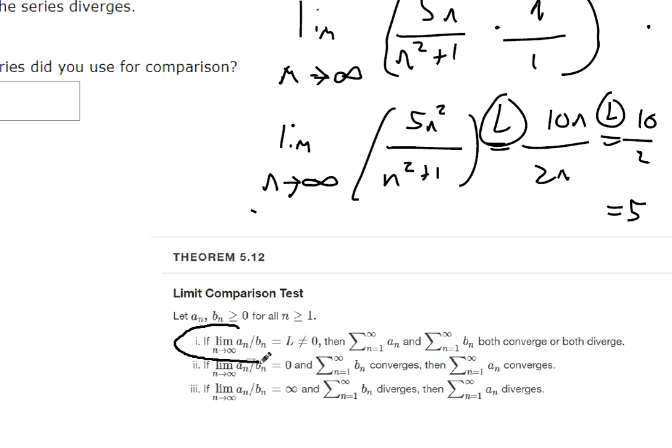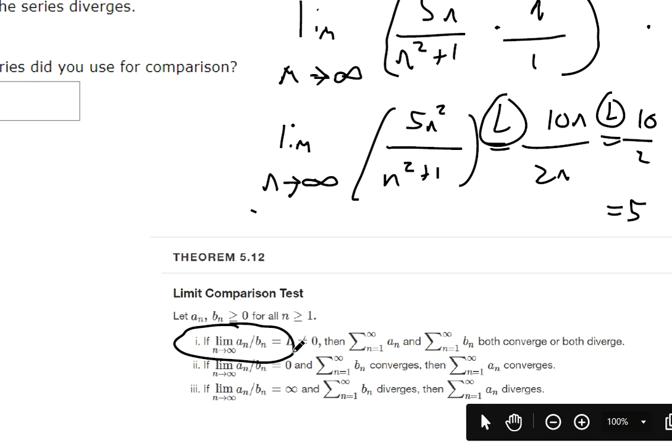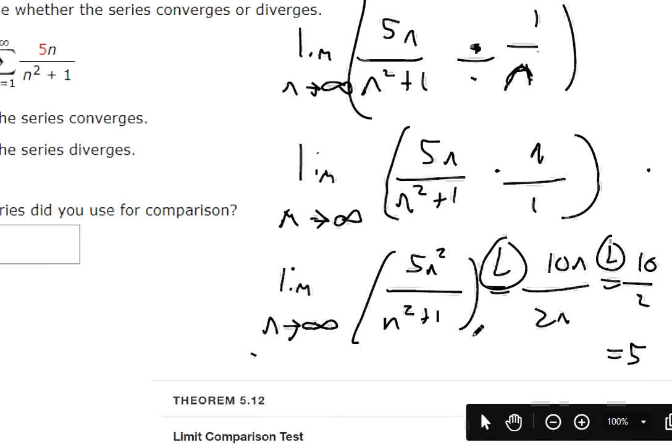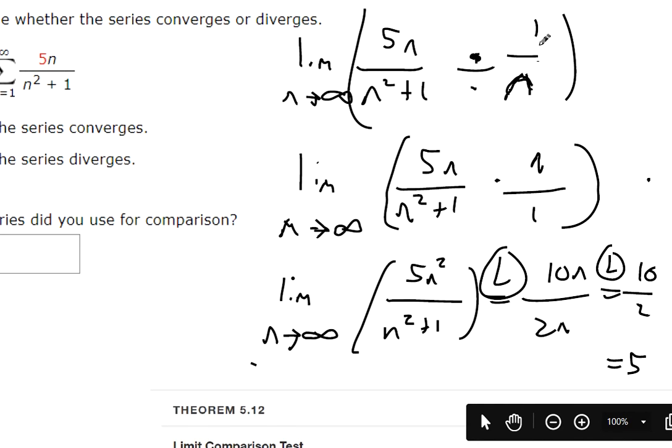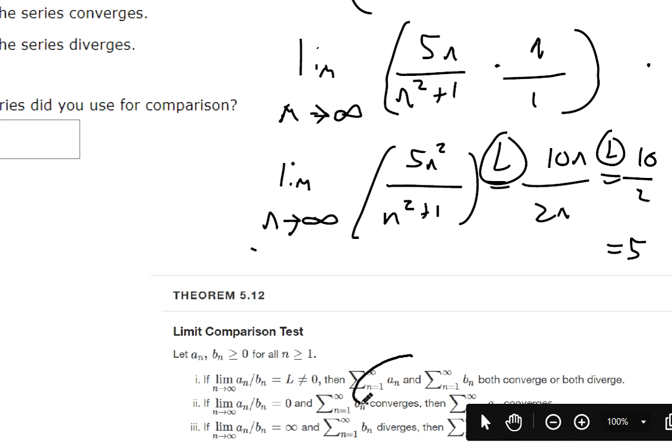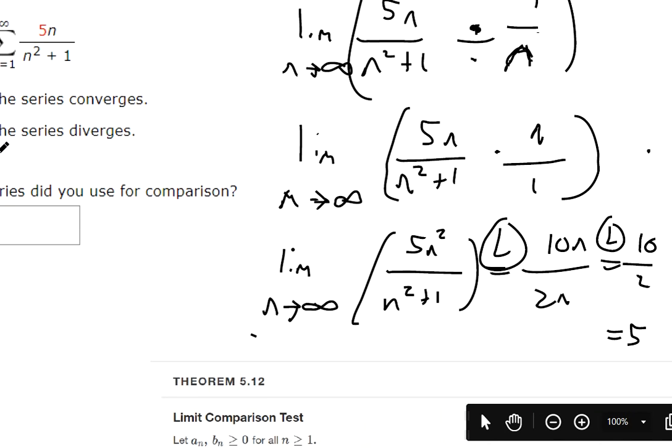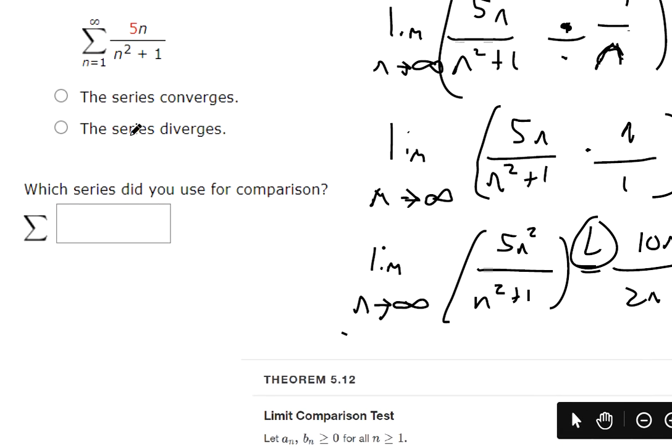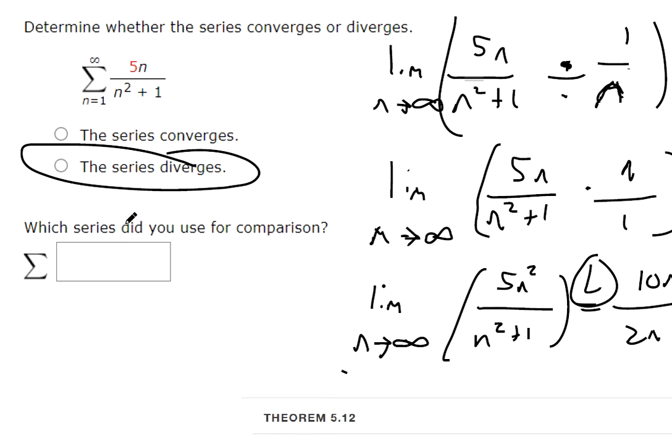So our limit equals some L. In this case, our L is 5. Then it says a sub n and b sub n both converge or both diverge. They both do the same thing together. Since the b sub n we chose diverges, the a sub n must also diverge, because they both converge or they both diverge. So this series is divergent.